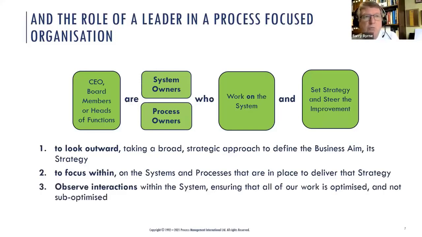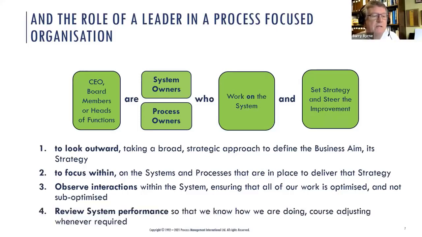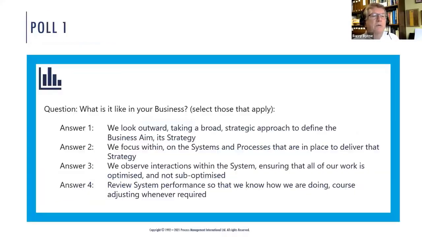They also need to observe interactions within the system, ensuring that all of our work is optimized and not sub-optimized. And in its most basic form, my expectation is that a senior leader is concerned with how we play together. How do we work? What are those relationships? And so on and so forth. Observing interactions. And finally, it's incumbent on our top team to review system performance so that we know how we're doing clearly and, where required, to make any necessary course adjustments. But that is based on feedback coming back from the system as well as their own feedback. So they are the 4 elements that our expectations would be. These are the things that we should see our top team doing.